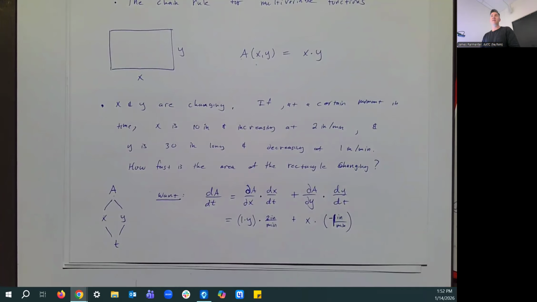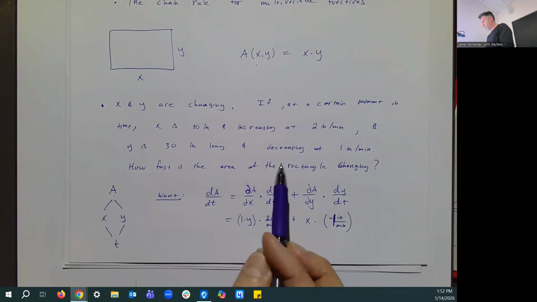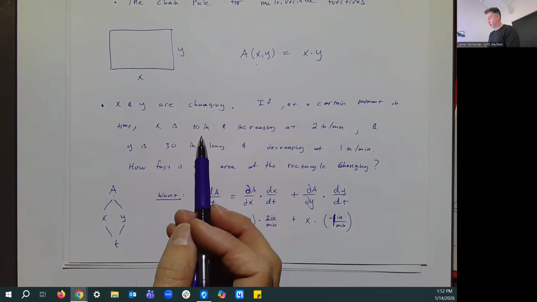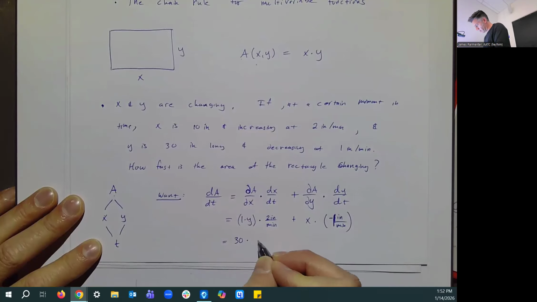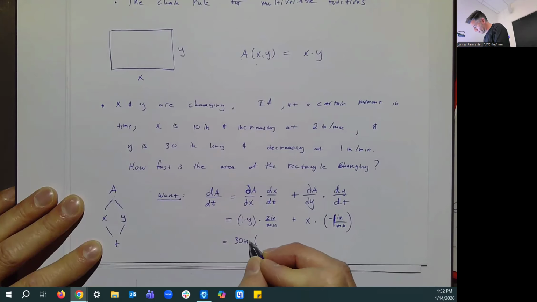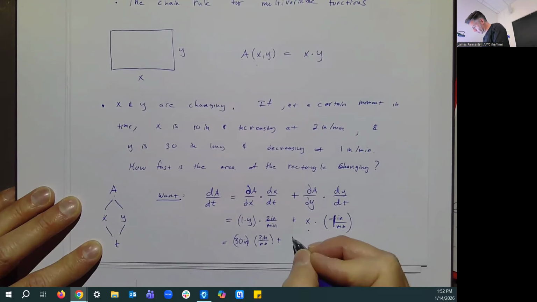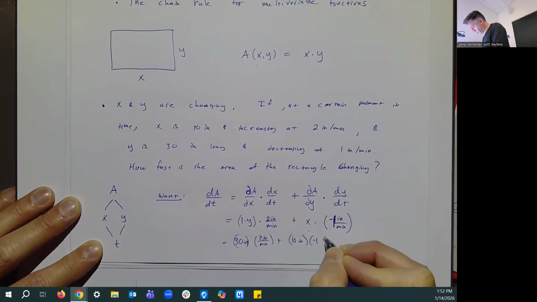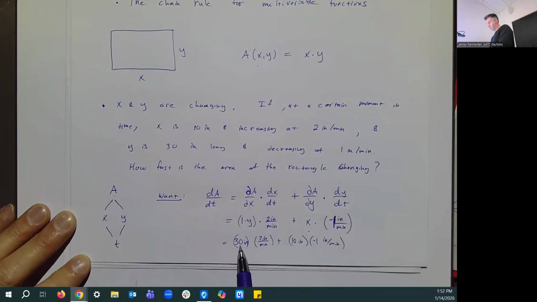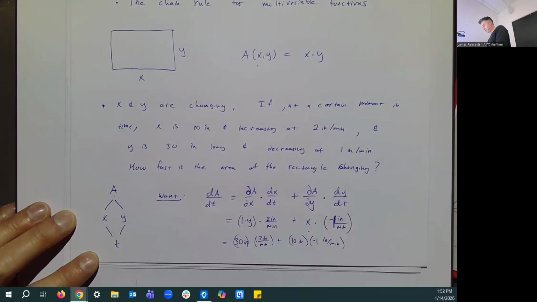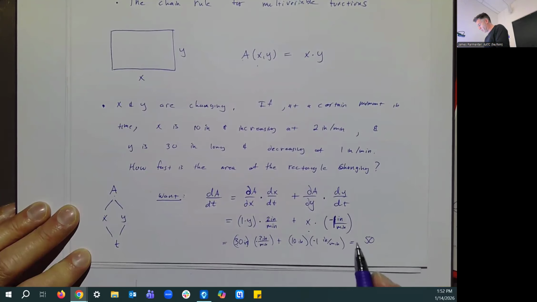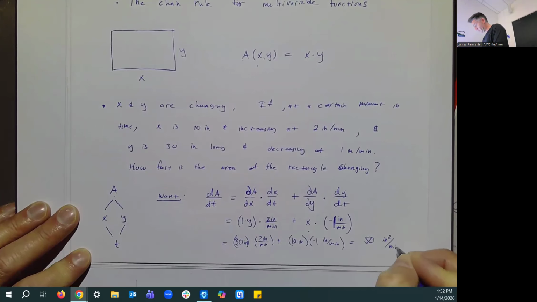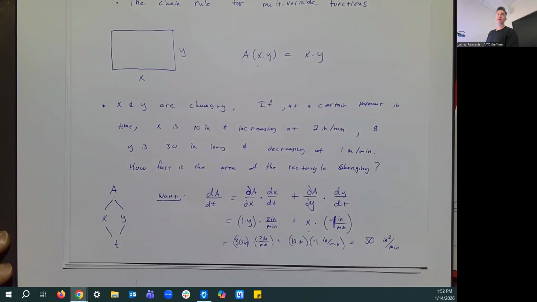But then we need to plug in the values that we have, right? Because we know that in this example, we're looking at the moment when x happens to be 10 inches long and y happens to be 30 inches long. So we end up getting y, 30 inches times 2 inches per minute, plus x, 10 inches times negative 1 inch per minute. So adding these together, 30 times 2 is 60, 10 times negative 1 is negative 10, 60 minus 10 is 50. So it's increasing at 50, and the units are inches times inches per minute, so inches squared per minute, as you would expect for the rate of change of the area of something.